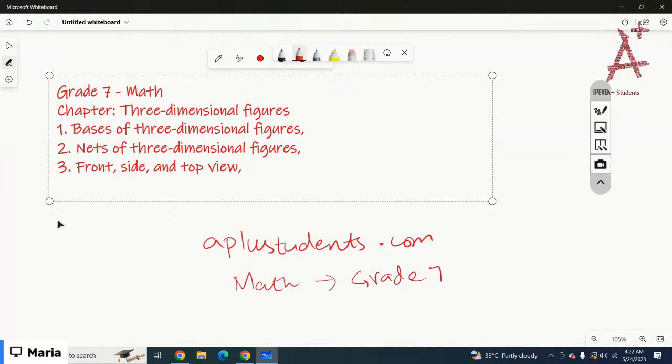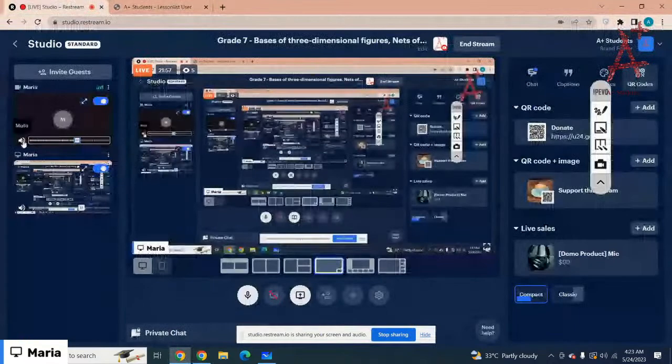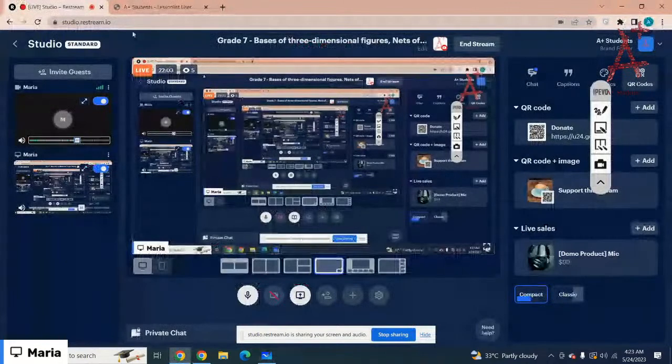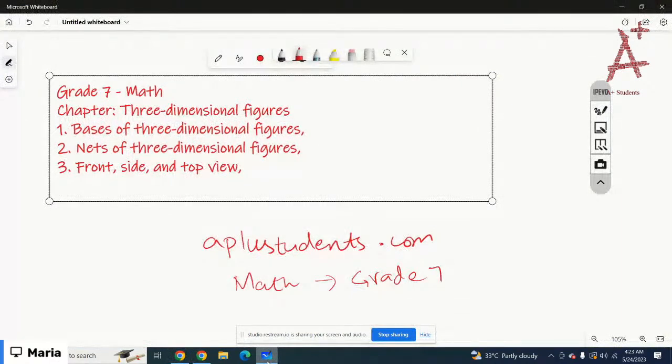Okay, so we are done with grade 7 maths. The lessons we have done today. The chapter we're working on is three-dimensional figures. The lessons we have completed are the basics of three-dimensional figures, nets of three-dimensional figures, and front, side and top view. So please make sure before the next session you complete all the test questions for the lessons we did today. If you need more help with any of the lessons, you can contact any tutor on Skype. They are available from Monday to Friday, 5 to 9.